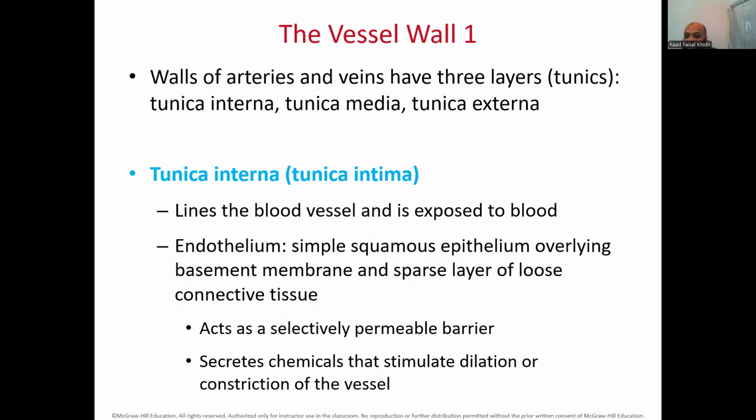It is the endothelium, which has what kind of tissue? We talked about the tissues back in A&P 1, and that's where you have simple squamous epithelium overlying the basement membrane. These cells are like a sunny side egg, like an egg sunny side up, so their nucleus is facing up, and they act as selectively permeable barriers, and they secrete chemicals that stimulate dilation or constriction of the blood vessel.